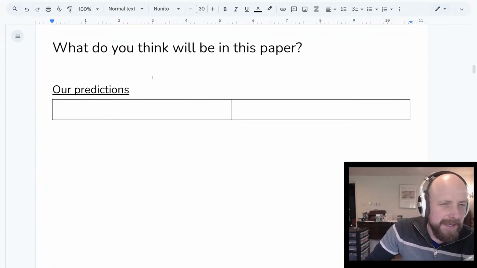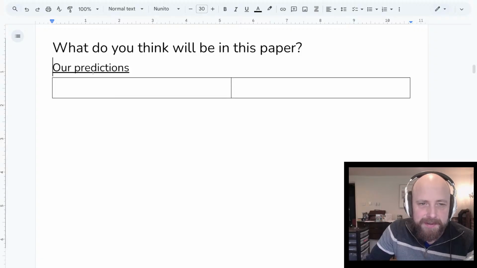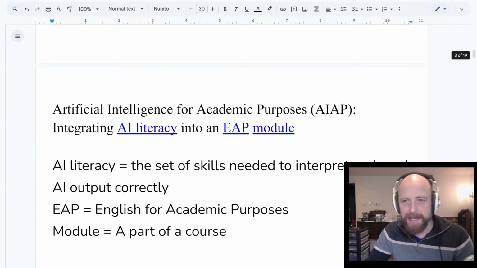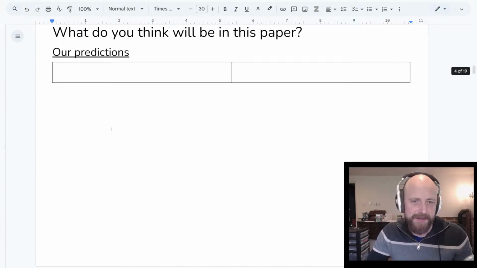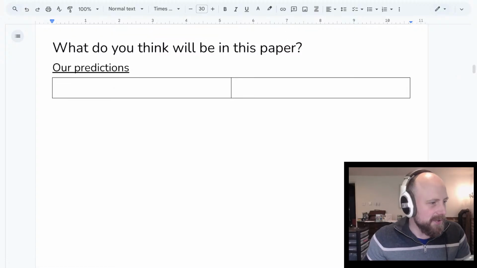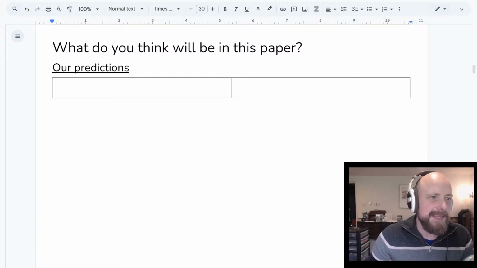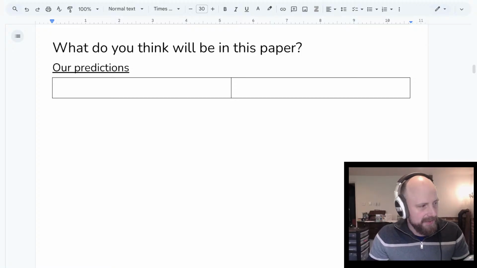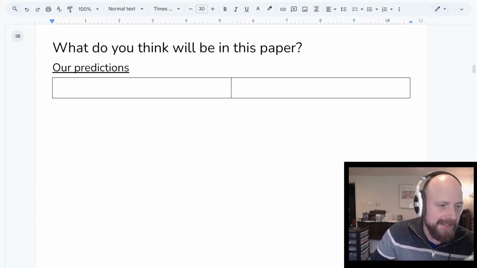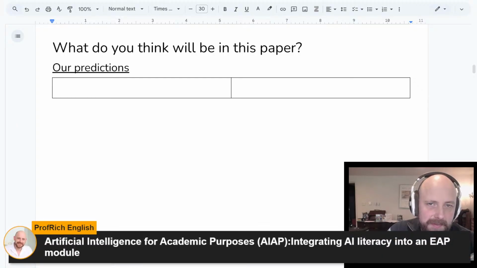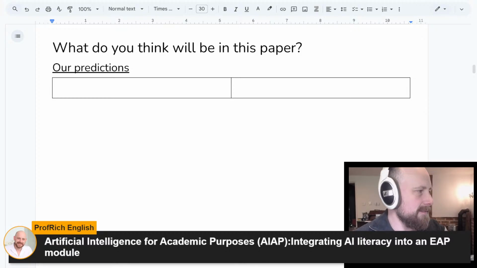So what do you think will be in this paper? Let's get the title up again. I'll put the title on the screen so you can have a think. Now, this is a good thing to do before we read the text, because it will give us something to check the text against by making a prediction about what we think is going to be in the text. And then we can check our ideas and have a think about it. So that's the title of the article there on the screen. And I'd like you to make some predictions about what you think will be in the paper.